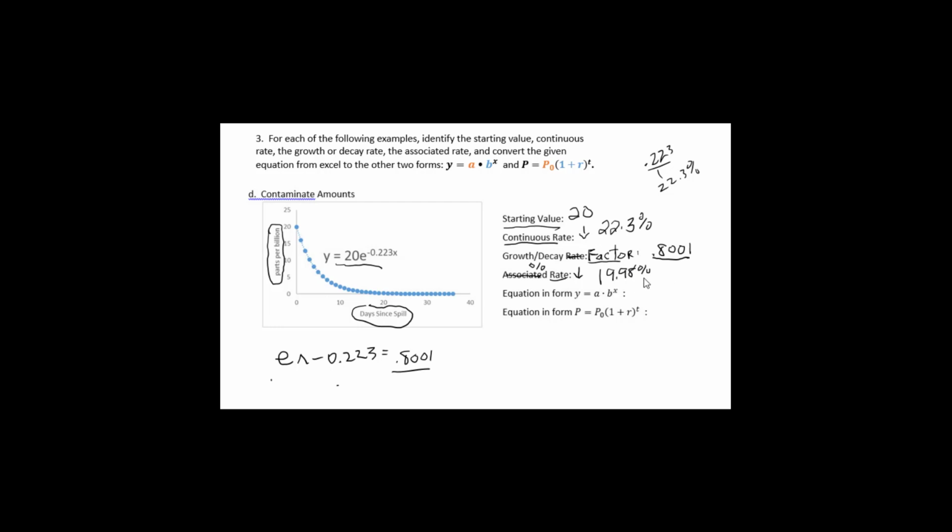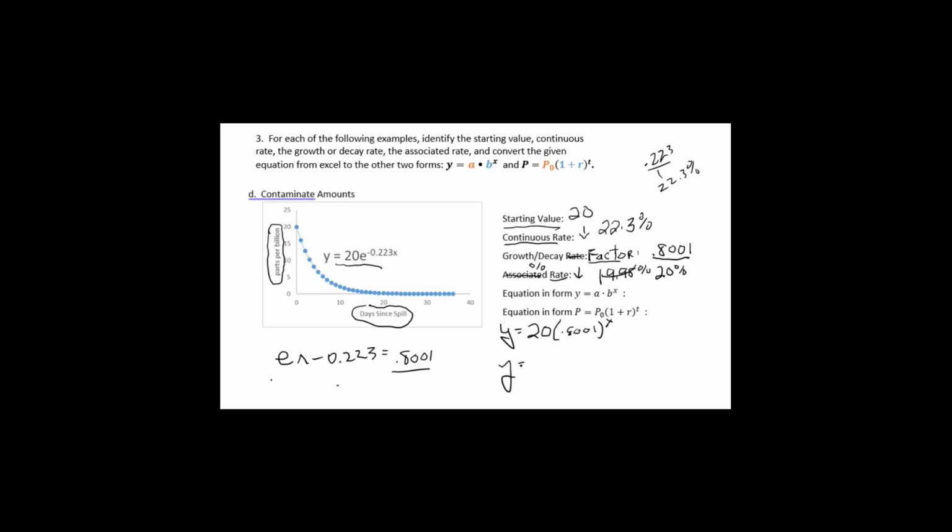Actually, just to be technical about it, it looks like when I did it, it should be 19.99 or 20% really. Why don't we just make it 20%? So now I'm ready for converting to these forms. So for the y equals ab to the x, I have y equals the initial value of 20, the factor, which is 0.8001 raised to the x.